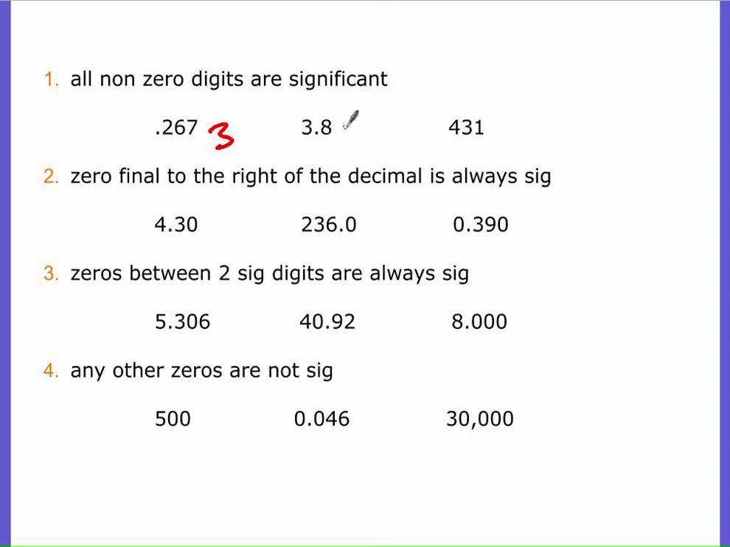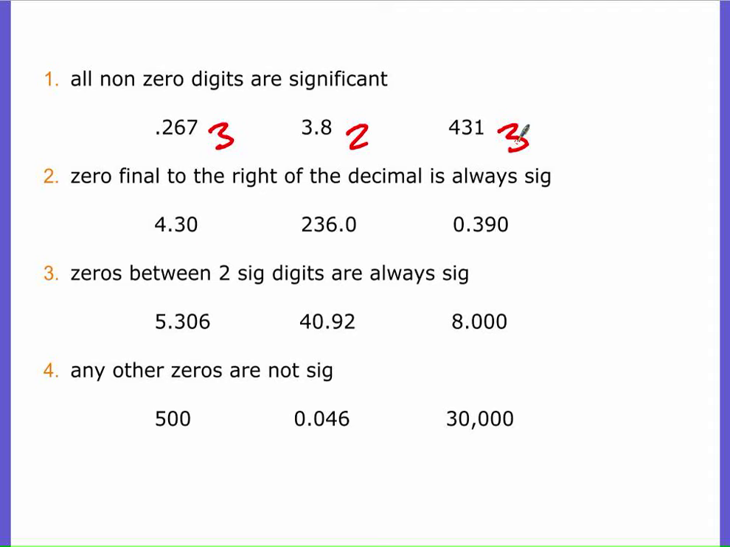3.8 has 2 sig figs. 431 has 3 sig figs, right? So the first rule, always, always, if it's a non-zero number, it counts. It's significant. Rule number 2, the zero final to the right of the decimal is always significant.